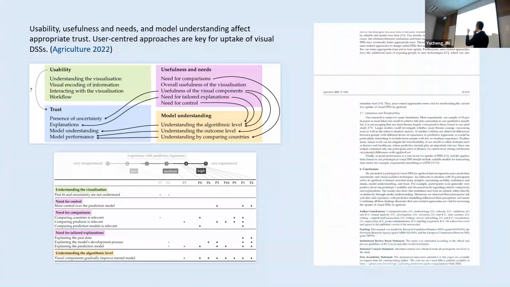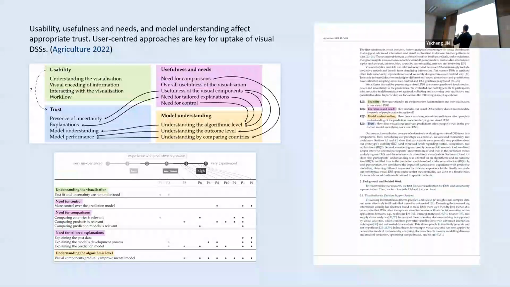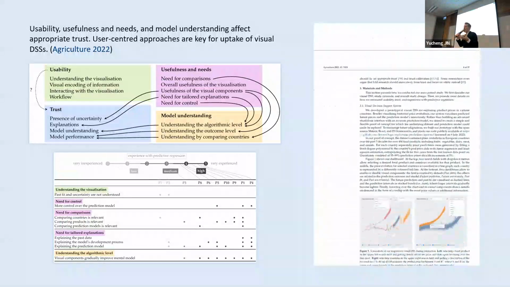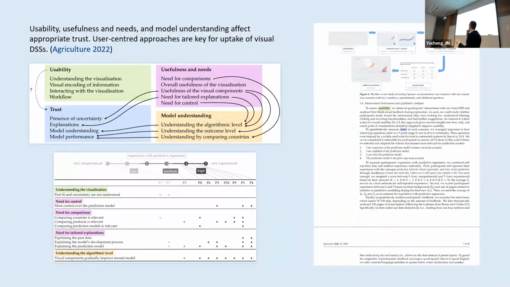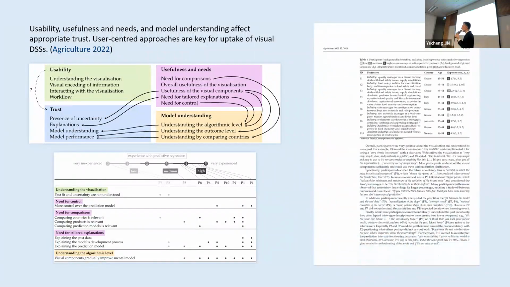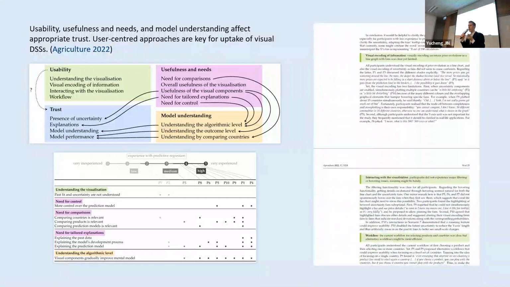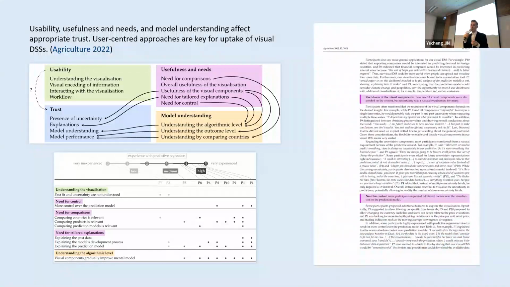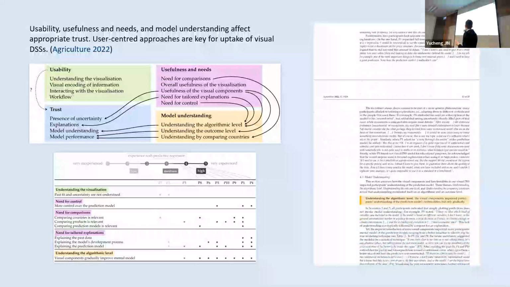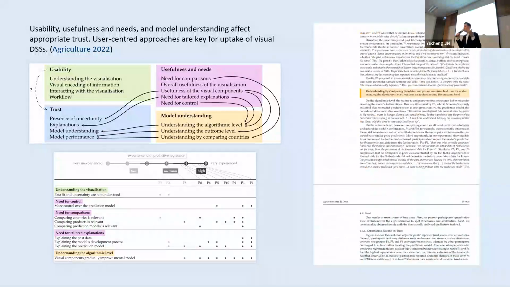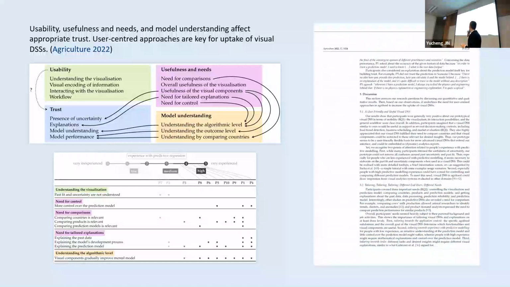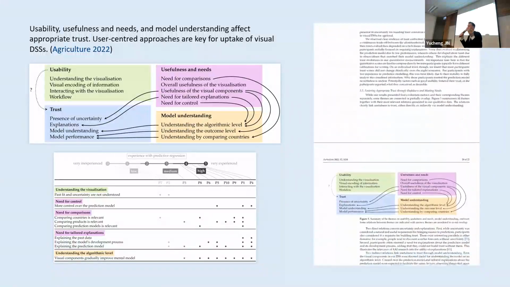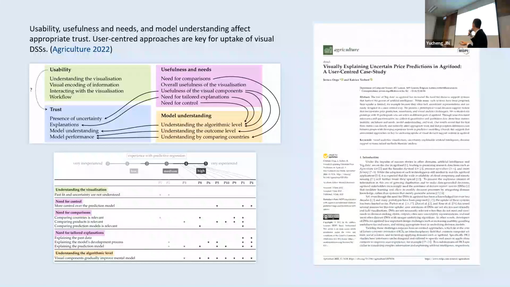So the first one was about usability. So how do they understand the visualization? Do they understand the encoding at all? Is the workflow clear? Then there was usefulness and needs, like what do they actually want from this kind of visualization? What are the insights that they want to see? Do they want to compare, for example, different countries or different products, or do they have a need to control the visualization or the model in some way?